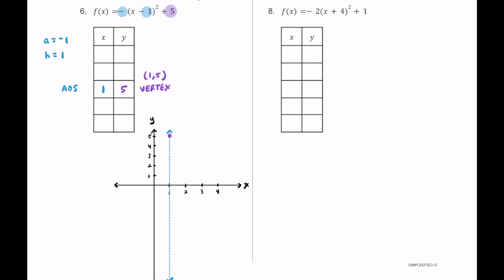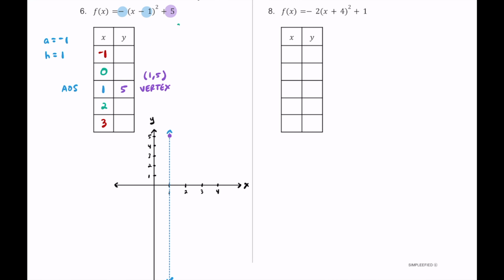Now, let's go ahead and choose some other x values. Going a little bit smaller than 1, let's go with 0. A little bigger, that's going to be 2. A little bit smaller would be -1. A little bit bigger would be +3. So let's go and figure out some more points here. Between 0 and 2, I'm actually going to go with 2 here.